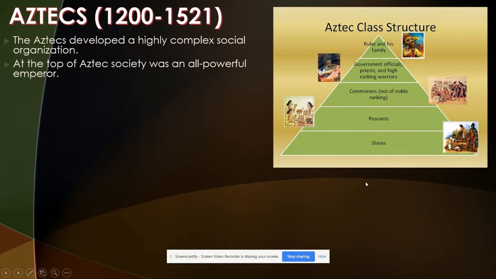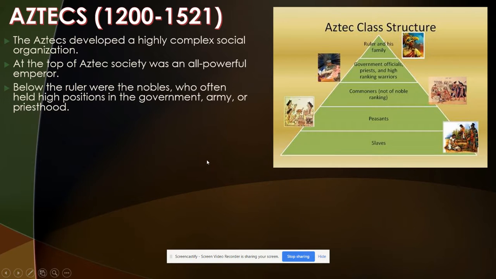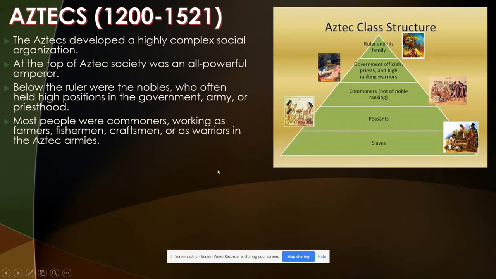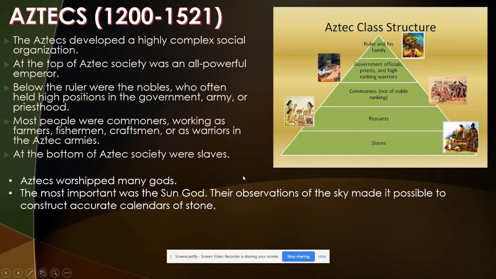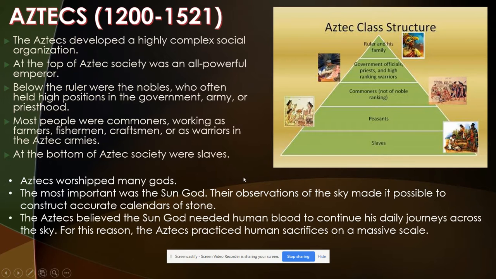So the Aztecs developed highly complex social organization. At the top was the all-powerful emperor, just like the Mayans. Below the rulers were the nobles who often held high positions in the government, army, or priesthood. Most people were commoners, though, who worked as farmers, fishermen, craftsmen, or as warriors in the Aztec armies. At the bottom are your slaves. Aztecs worshiped many gods. The most important was the sun god. The observation of the sky made it possible to construct accurate calendars of stone.